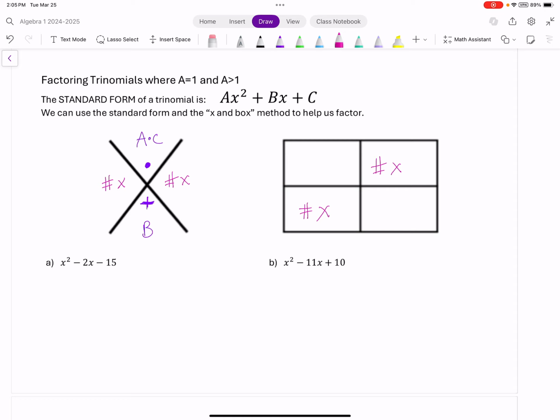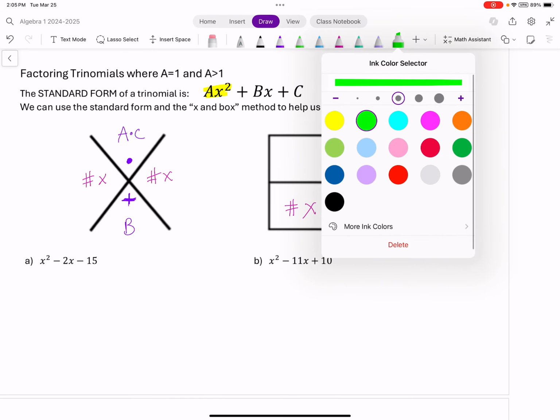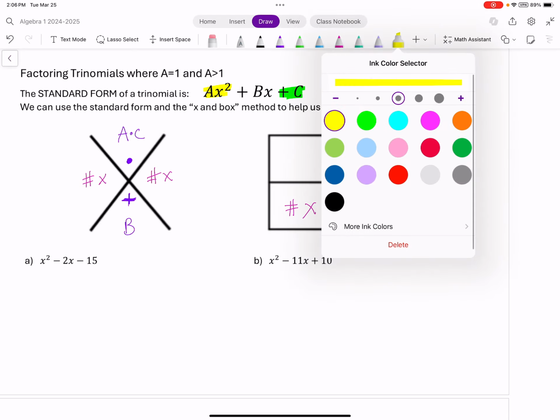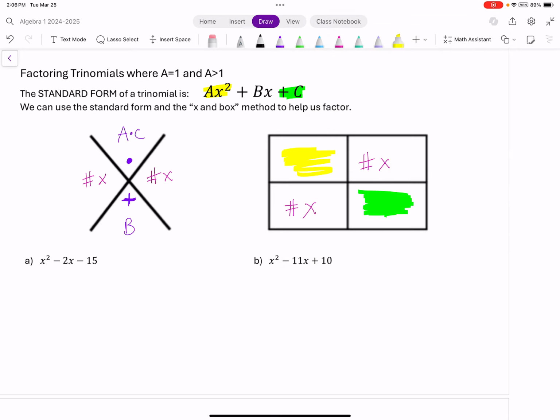From there, you're going to steal your first term and your last term and put them in the box. So the last term's going to go in the last box, and the first term's going to go in the first box. So we're going to have ax squared, and then down here we're going to have our c term. From there, you're going to factor out greatest common factors, or find, you don't actually have to factor it out, but find the greatest common factor like we did above.